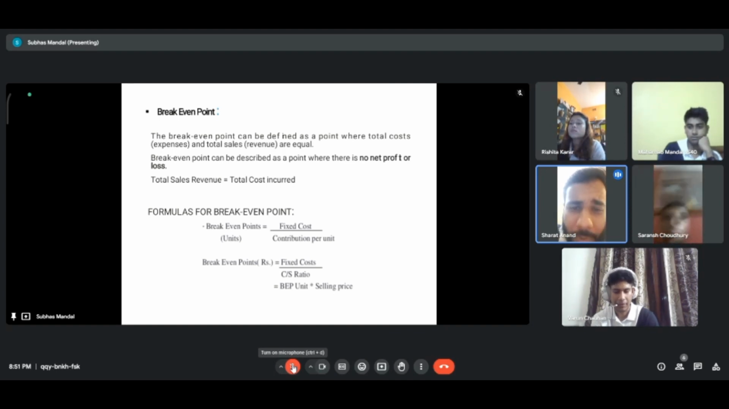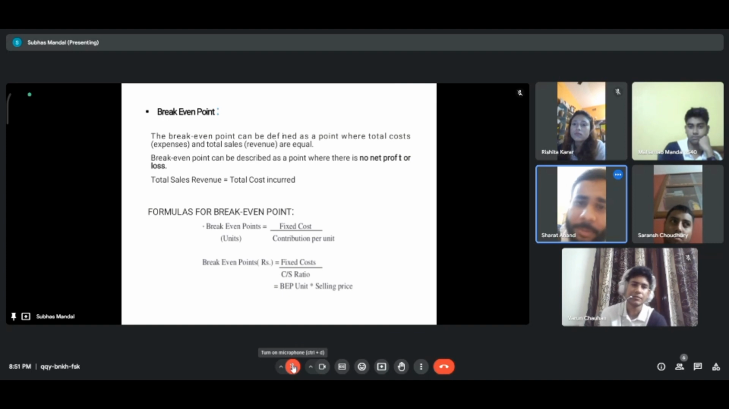Formula for break-even point. Break-even point is equal to fixed cost by contribution per unit. Break-even point in rupees is equal to fixed cost by P/V ratio, which is equal to the per unit selling price. Next slide.